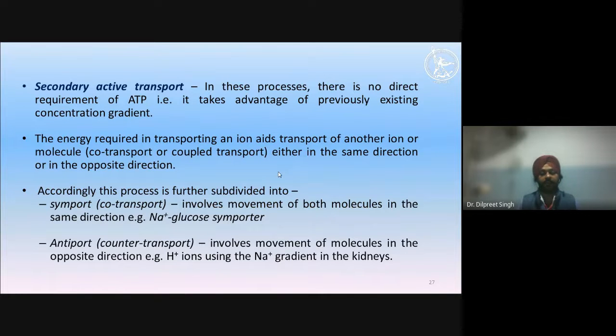The energy required in transporting an ion generates a multi-step mechanism that is called co-transport or coupled transport, either in the same direction or in the opposite direction. According to this, the process is further subdivided into the symport system, called co-transport. It involves the movement of both molecules in the same direction, such as the sodium glucose symporter. Antiport is called counter transport, and it involves the movement of the molecules in the opposite direction. That is basically the mechanism. It involves the proton sodium gradient and sodium potassium gradient in the kidneys or in the liver.